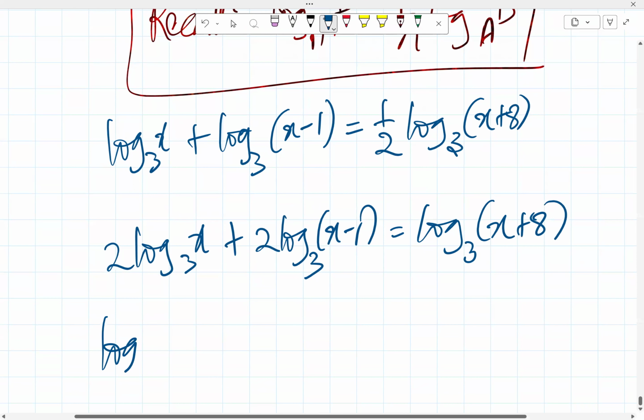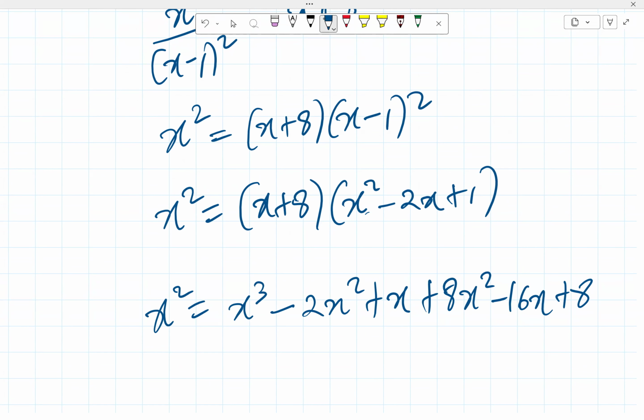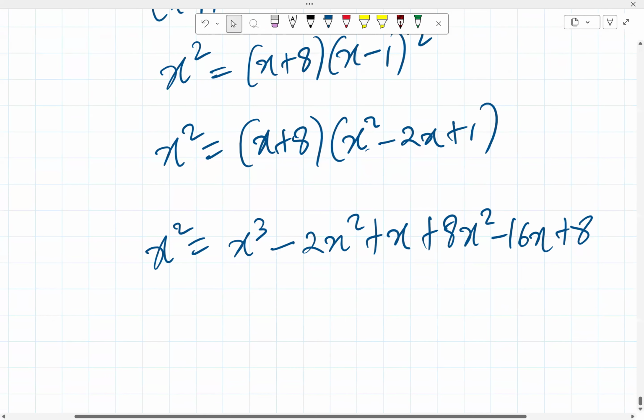That's x cubed. All right, x times x cubed minus 2x squared plus x, plus 8x squared minus 16x plus 8. What I've done is x times x squared, x times minus 2x, x times 1, 8 times x squared, 8x squared, 8 times minus 2x is minus 16x, 8 times 1 is 8. Okay, so now we can tidy things up a little bit. So we have x squared equals x cubed, then here, minus 2x squared plus this, that's plus 6x squared. x minus 16, that's minus 15x plus 8.